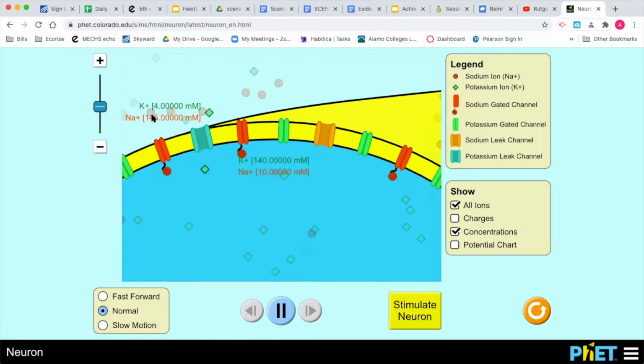Your sodium right here is at 145. Nm, little m, big M is millimoles. It's just a measure of concentration, how much stuff we have, okay? So we've got 145 millimoles of sodium outside, but we've only got 10 inside. Naturally, what wants to happen is this sodium out here wants to flow inside because it goes from high concentration to low concentration, right? Now, it can't do that because it can only flow through these sodium-gated channels.